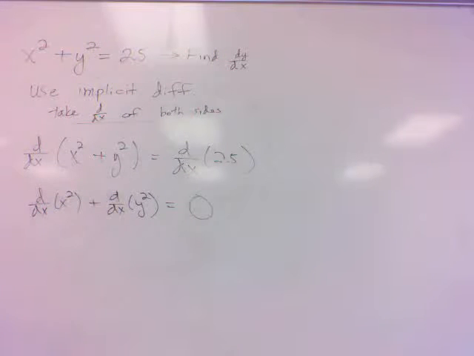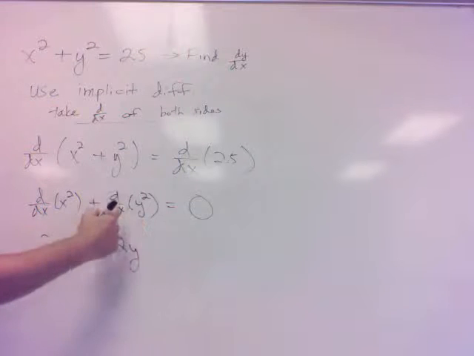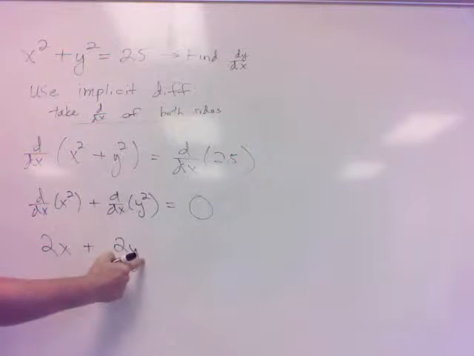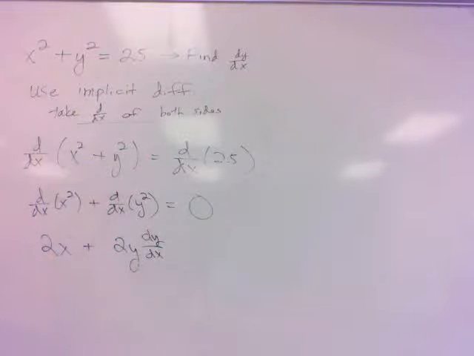Okay? So this is what we were just talking about. We're doing the d/dx of x squared. It's just an x, so what is it? 2x is all I've got there. However, on this one, you got 2y, but since it's a y and I'm doing the derivative with respect to x, what else do I need? I need a dy/dx. And again, it's because of that chain rule thing.